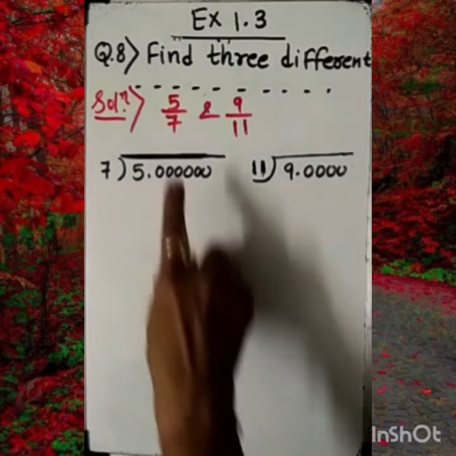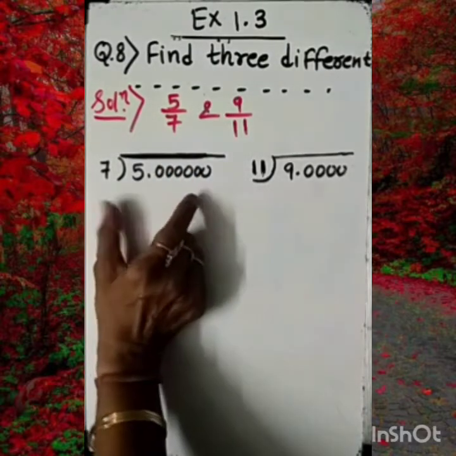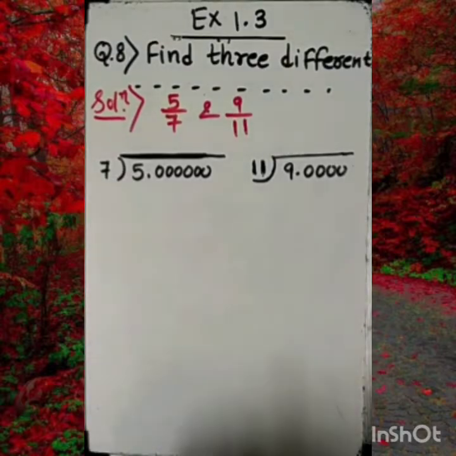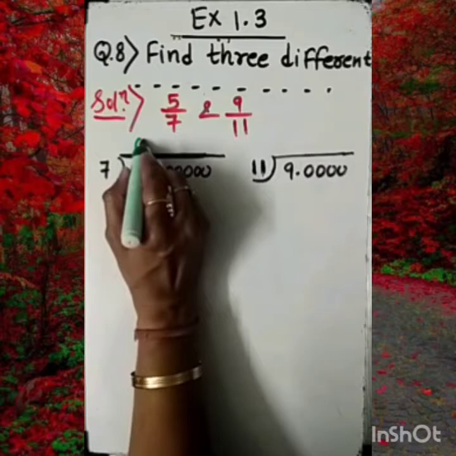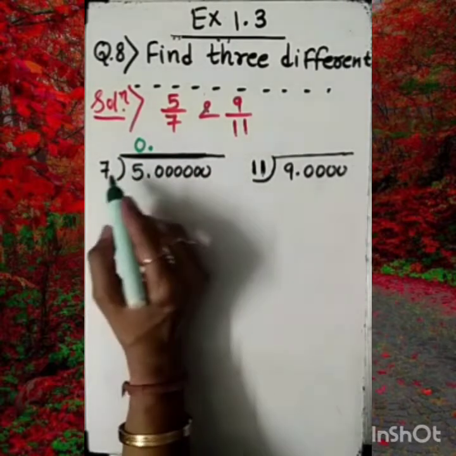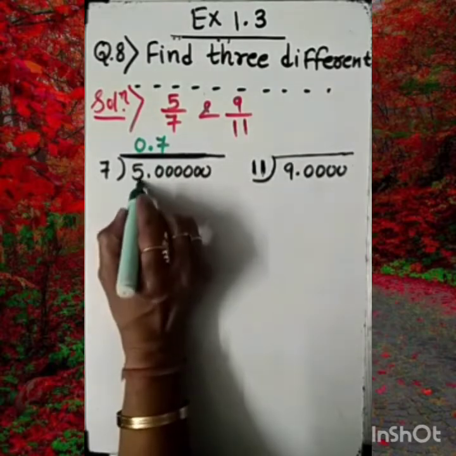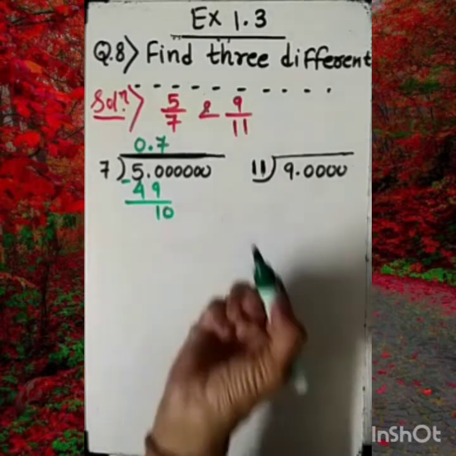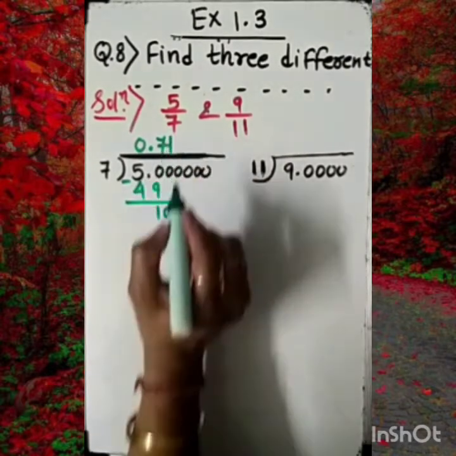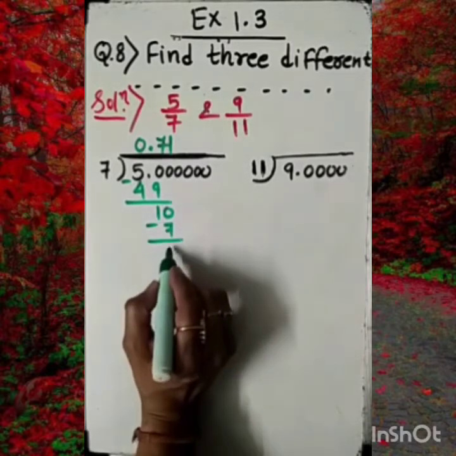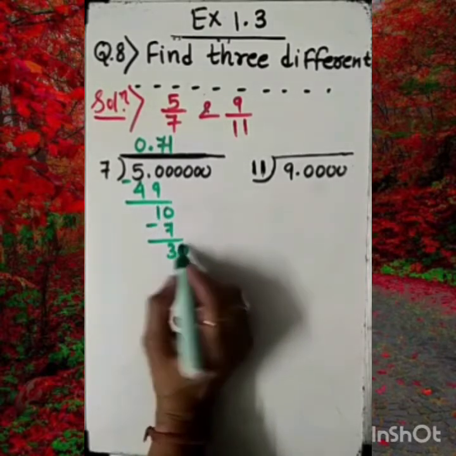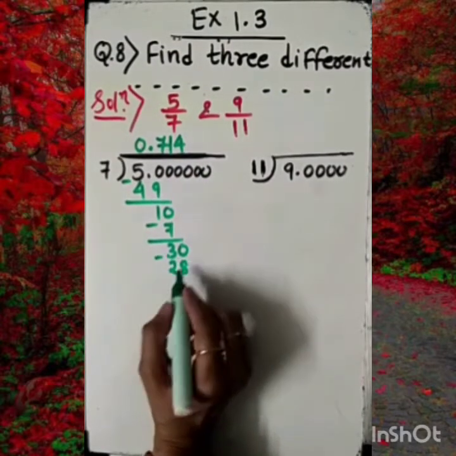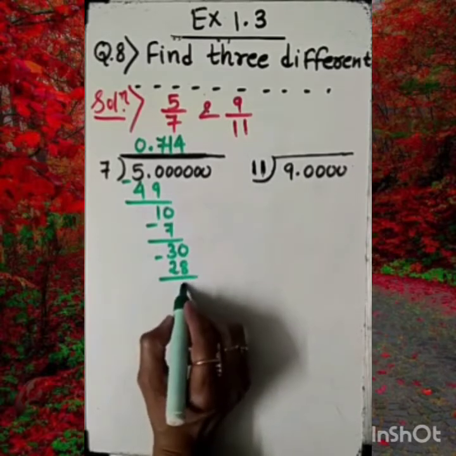First of all, I am dividing 5 by 7. As you know, 5 is not divisible by 7, so I need to write 0 point. Let's recite the table of 7. 7 sevens are 49. 50 minus 49 is 1. Let me bring down 0. 7 ones are 7. 10 minus 7 gives the result 3. One more 0 I am bringing down. 7 fours are 28. 30 minus 28 will be 2.